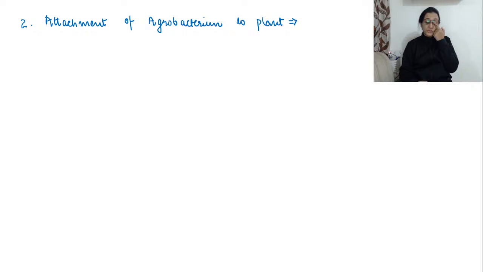In this process, the agrobacterium attaches to the plant cells through polysaccharides.